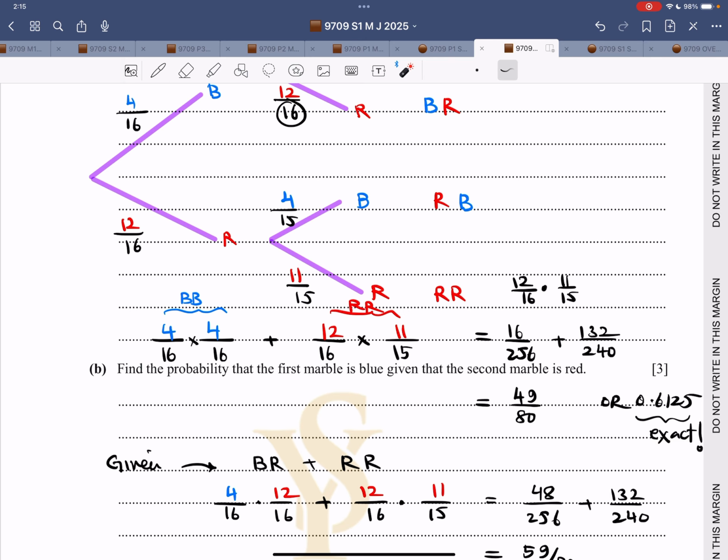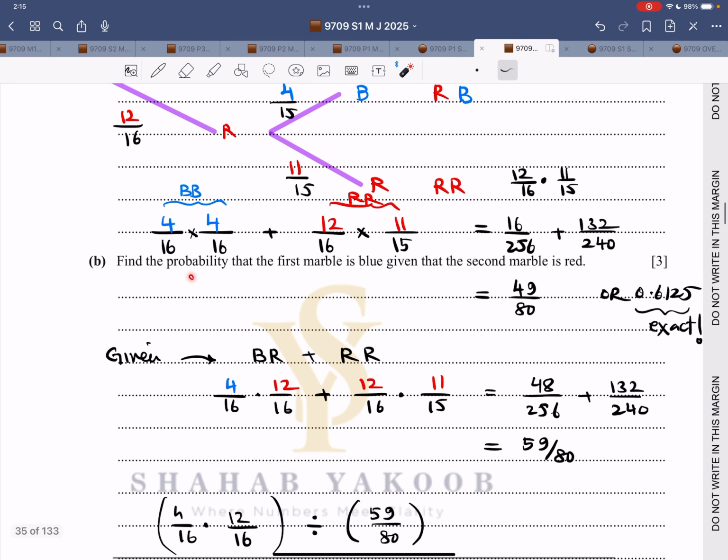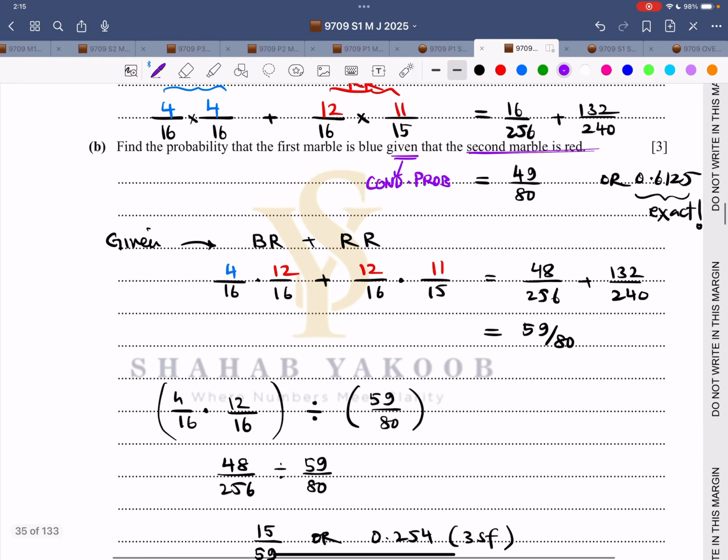Exact, no rounding off. Find the probability first marble is blue given that second marble is red. So when the word given comes, that means it's a conditional probability question. And what comes after given, that is the condition. Given that the second marble is red, that means the second marble is red. So let me highlight it. The second marble is red.